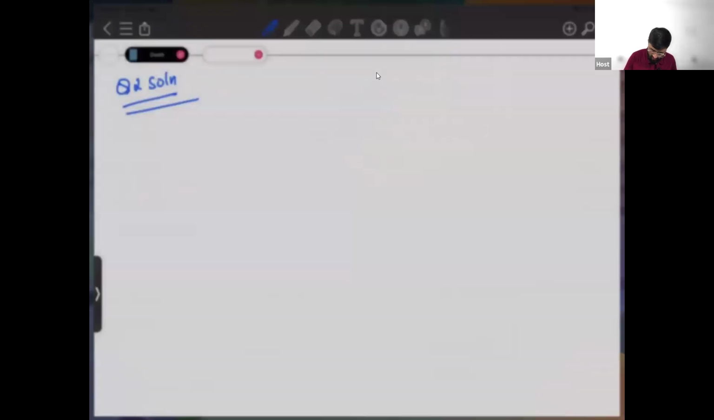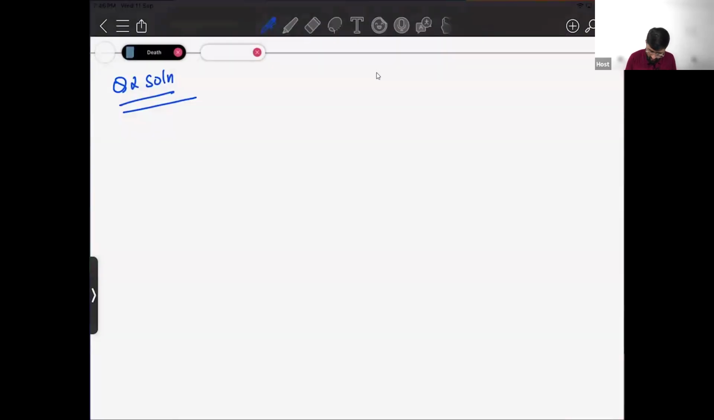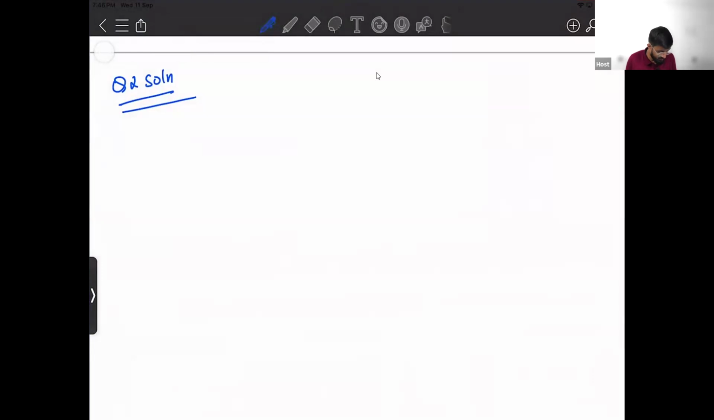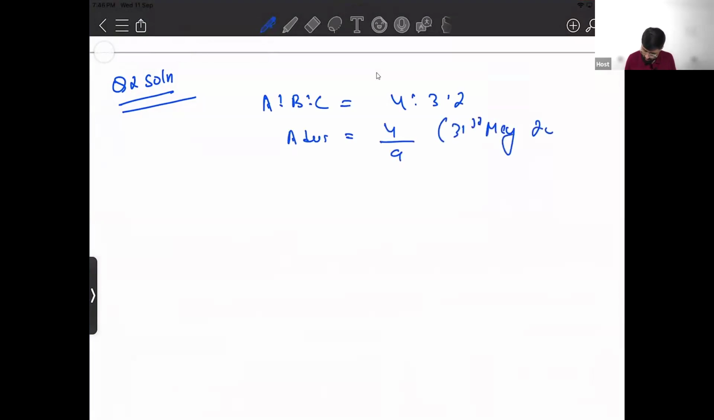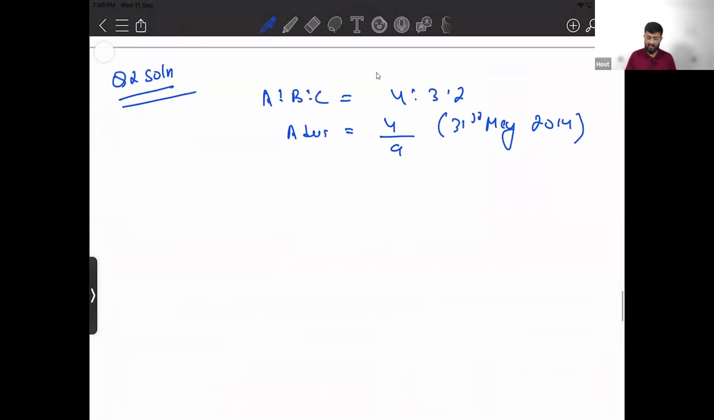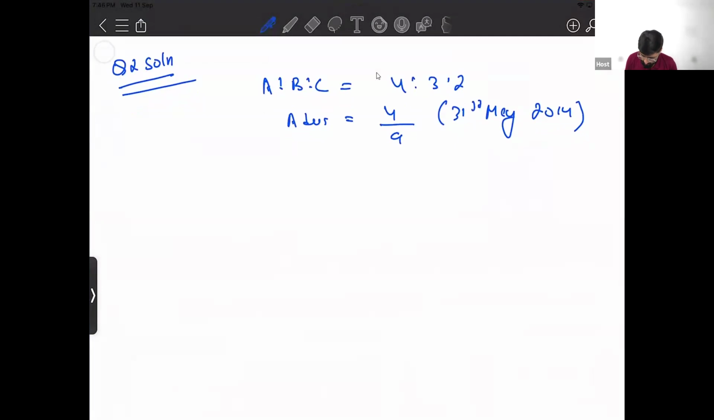Let's first understand the question. Partners A, B, and C, ratio 4:3:2. A dies, 4/9 share, on 31st May 2014. Now we will take the sales and profit into consideration and calculate.